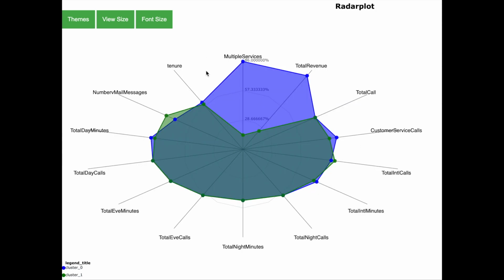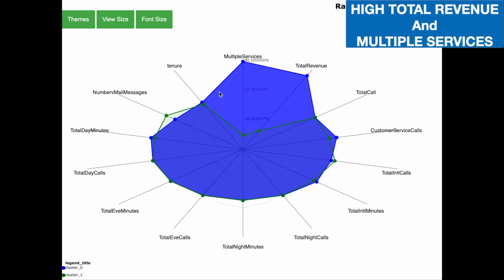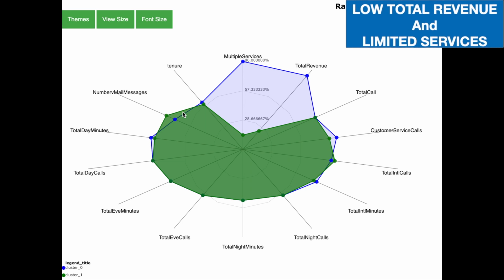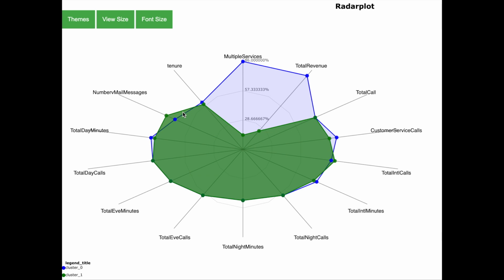Here is the radar plot which gives the information on what these clusters mean. We see the blue cluster over here, which corresponds to high paying customers and those with multiple services. While the green cluster over here is the low paying customers with limited services. Now this insight would have been difficult to obtain by just looking at 40 plus columns, but the dimension reduction has helped us to make sense out of data by putting it in a 2D form.